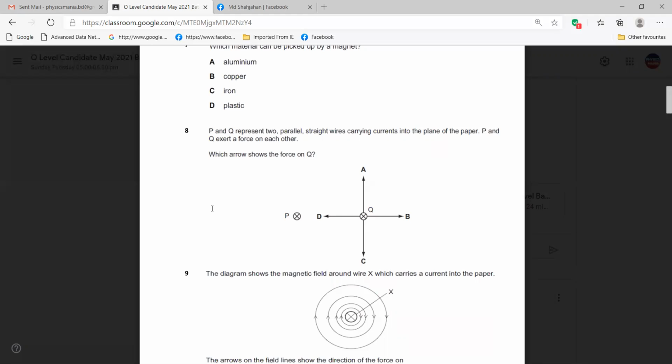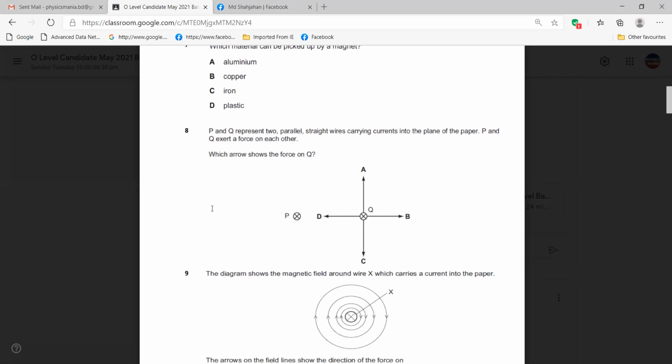Okay, P and Q represent two parallel straight wires carrying currents into the plane of the paper. P and Q exert a force on each other. Which arrow shows the force on Q?